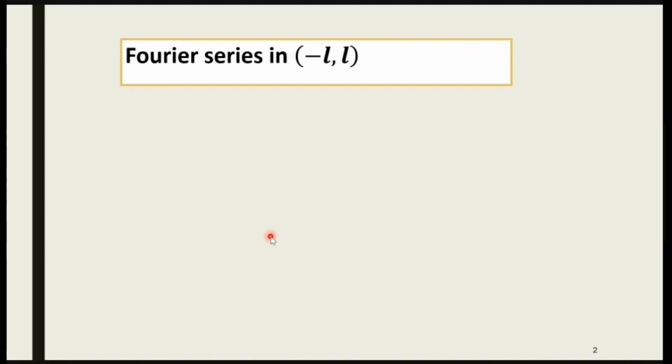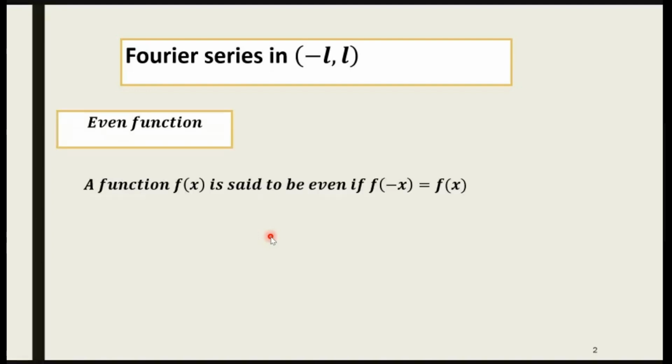So we can check even or odd function only when the function is defined in minus pi to plus pi or in minus L to plus L. Only in these two intervals we can check whether the function is an even function or an odd function. So what is an even function? The function is said to be an even function if f of minus x is equal to f of x, when we replace x by minus x.